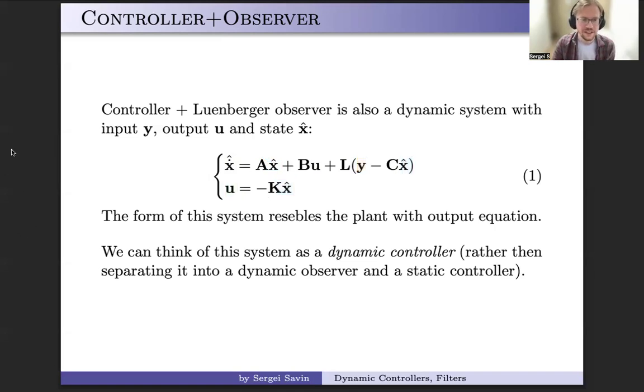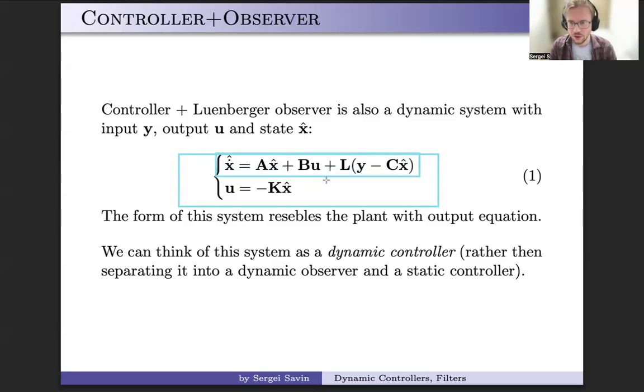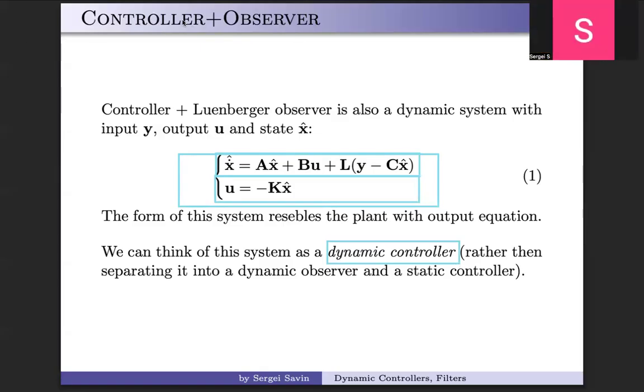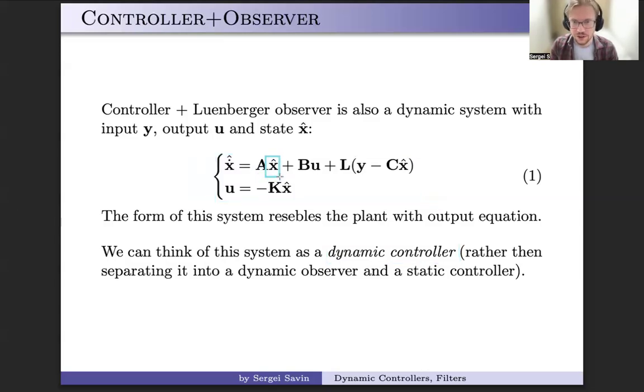Now, if we consider those two things together, notice that this is what we would normally call the Luenberger observer. This is what we would call a proportional controller. Now, together, they form a dynamic controller. So it is a dynamic system, but by extension, we can call it a dynamic controller, right? We can think of it as a controller that has its own state. In this case, the state of this controller is x hat.